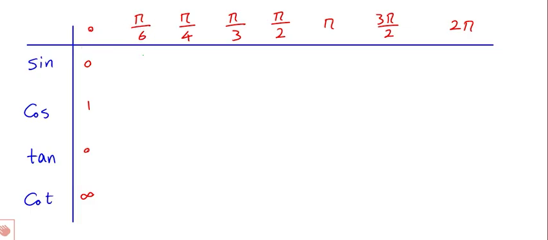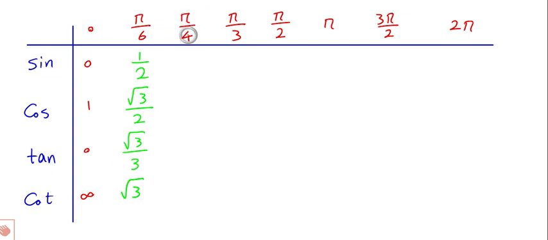Sine of pi over 6 is equal 1/2. And cosine of pi over 6 is the square root of 3 over 2. Tangent of pi over 6 is equal sine of pi over 6 divided by cosine of pi over 6, which is equal 1 over the square root of 3, or the square root of 3 over 3. And cotangent of pi over 6 is equal the square root of 3. Let's move on to pi over 4.